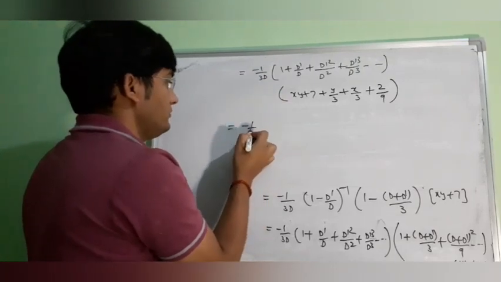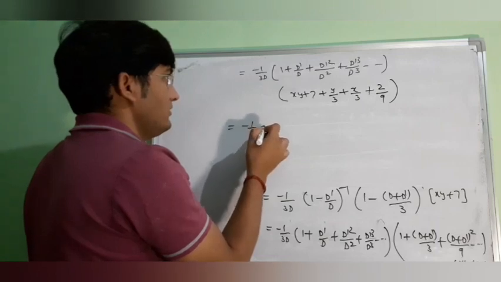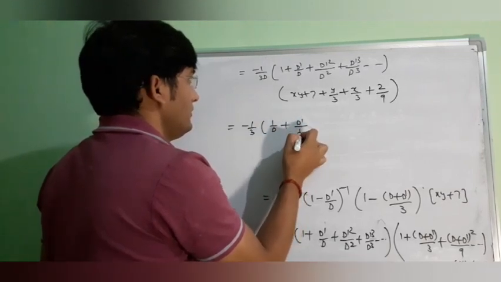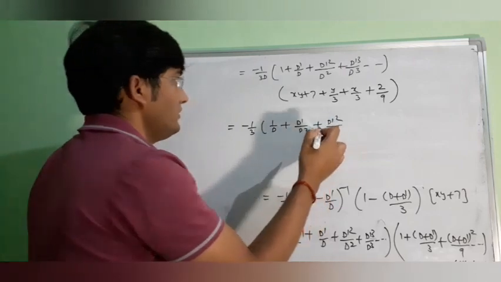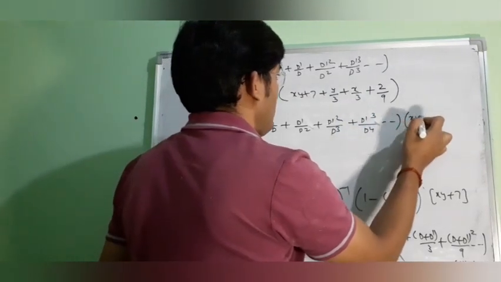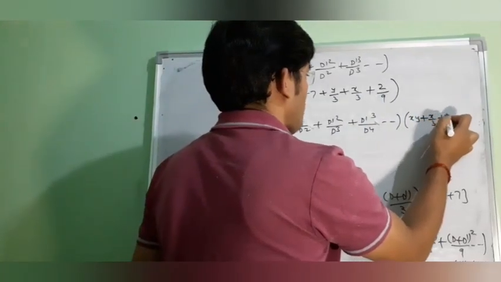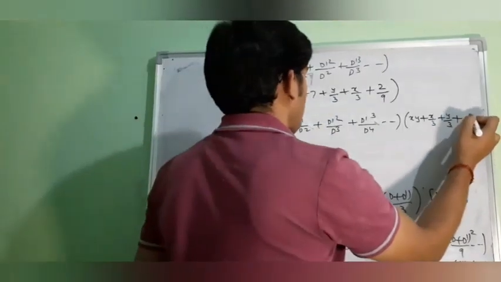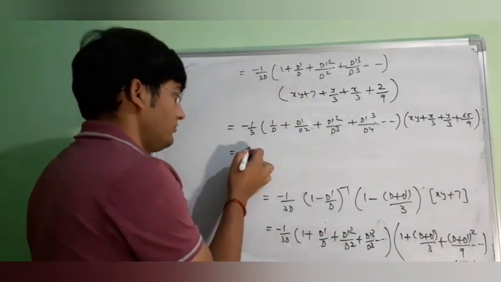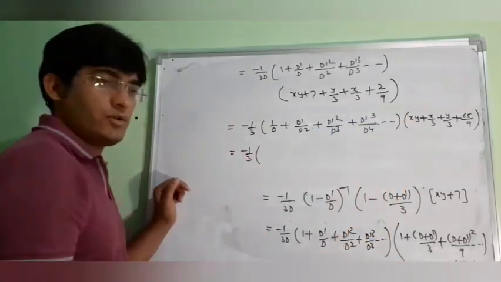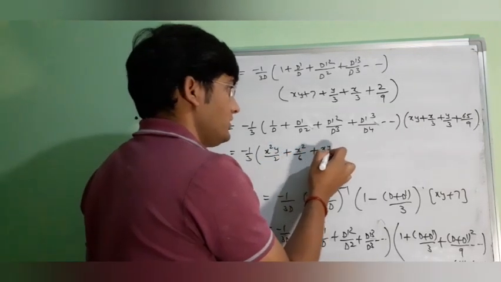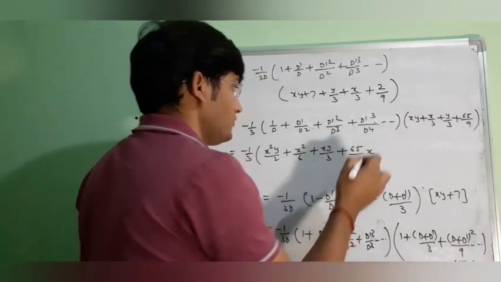Now here we will get, let us take this D in the bracket. So we will get minus 1 by 3, 1 upon D plus D' upon D square. Then we will get D' square for D cube, then D power 3 upon D power 4. And in the bracket we will have xy plus x upon 3 plus y upon 3 plus 65 upon 9. Now let us compute term by term. 1 by D of this bracket means integration with respect to x. So the integration with respect to x will be x square y by 2, then x square by 6, then xy upon 3, then 65 upon 9x. This is your first term.